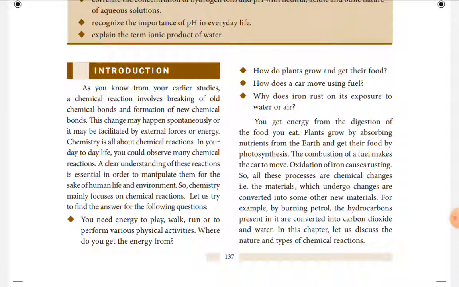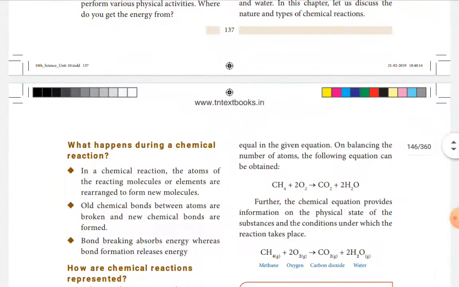Chemistry is all about chemical reactions. So chemistry mainly focuses on chemical reactions. In and around us, so many chemical reactions are taking place. Examples: digestion of food, the absorption of nutrients from the earth, photosynthesis, and oxidation of iron causes rusting. So there are so many chemical reactions.